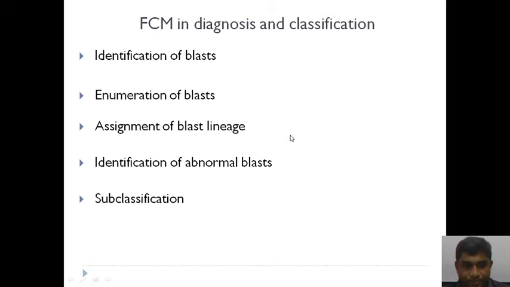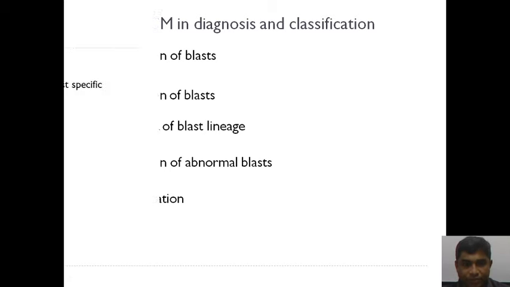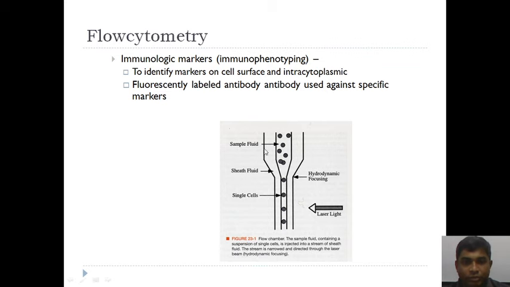Flow cytometry is another investigation which is commonly used to identify the blast and identify the lineage of the blast, and helps us in the subclassification of acute leukemias. So what is flow cytometry? It is a technique in which the cells are stained with fluorescent dyes, and if the antigen is present, it binds to that cell surface. We can use even intracytoplasmic markers, and after the cells are stained, they are passed through a chamber or a flow cell, and a laser light is passed through it to stimulate the fluorochrome. So if the antigen is present, it binds to the antibody and it shows up as presence of fluorescent molecules.